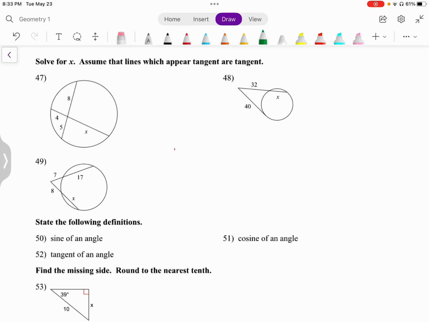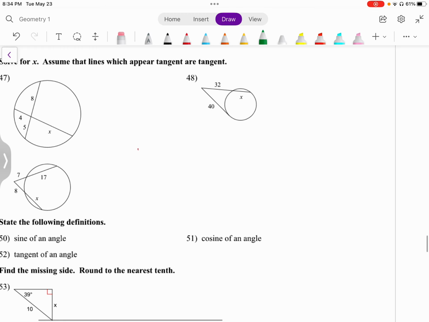Page 6 and the final page of the second semester exam review for geometry. In this first set of directions, it says solve for x. Assume the lines that appear to be tangent are tangent. Okay, so the theorems at play here, and first ones, and maybe both of them are easier to draw.